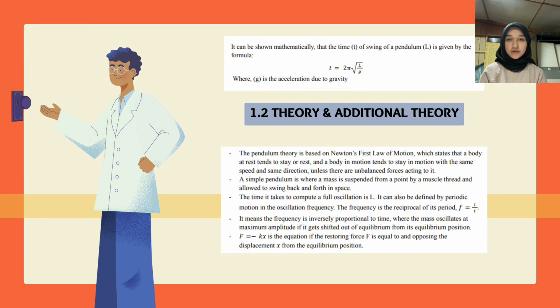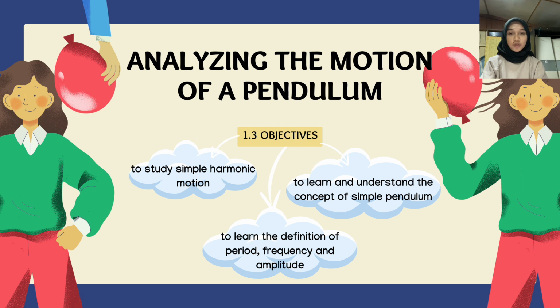So it means the frequency is inversely proportional to time, where the mass oscillates at maximum amplitude if it gets shifted out of its equilibrium position. Lastly, F equals negative kx is the equation where the restoring force is equal to and opposing the displacement from the equilibrium position. Okay, now the objectives.